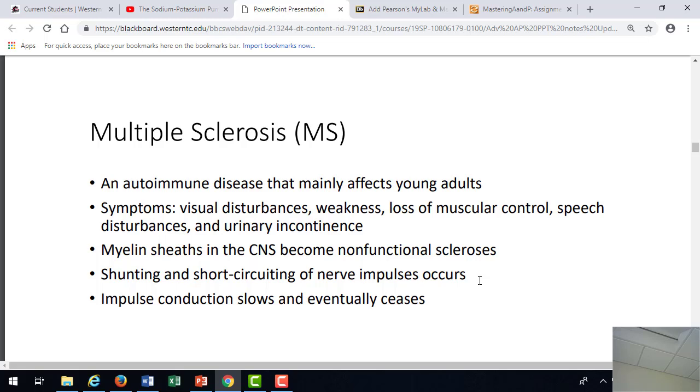Another disease called Guillain-Barré, maybe you've heard of that. You don't have to worry about writing this down, but you will hear about it in nursing school. I'm not even sure of the spelling myself, but it's called Guillain-Barré. That is demyelination of the nerves.